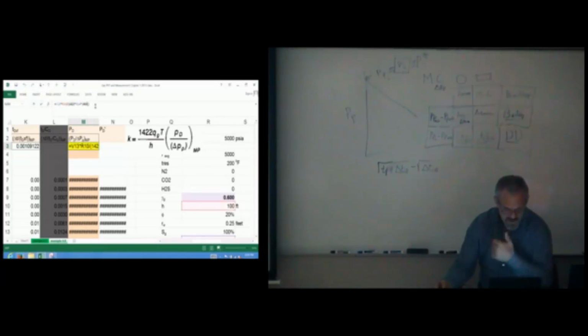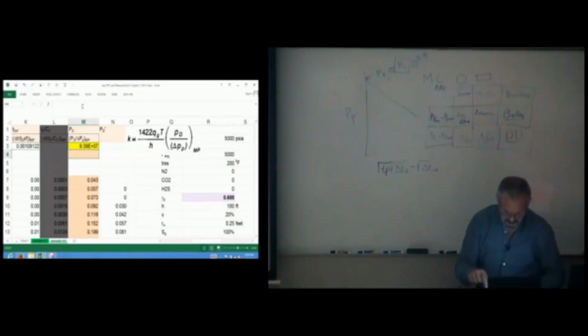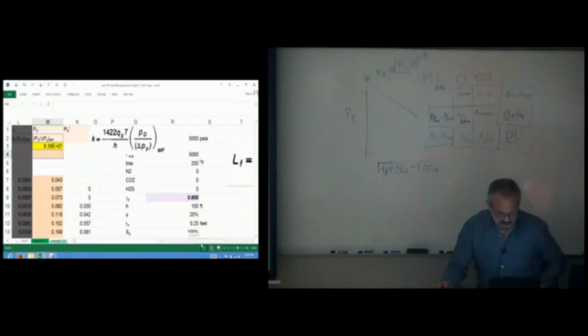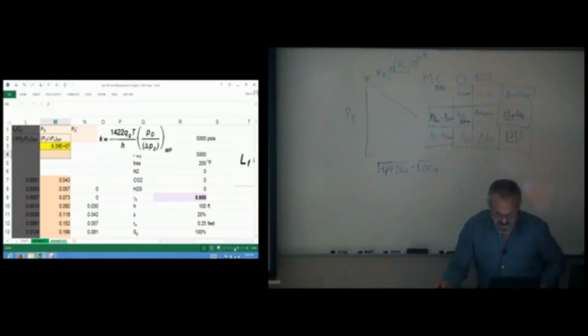Okay, and I got something to the -8, so I've got to take 1 over this. And now I think I had a number of about 9. Now let's take a look at my type curve.